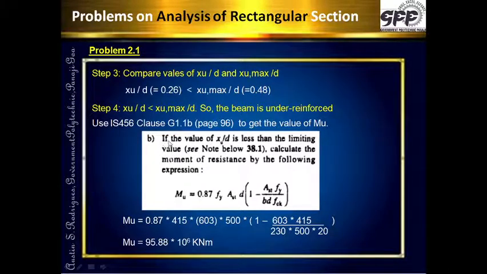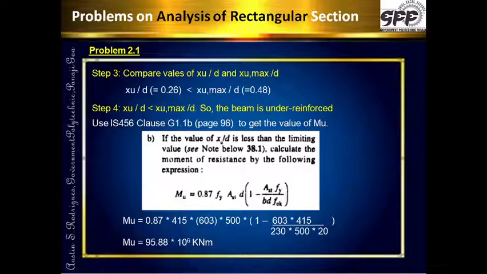So what it says, if the value of XU by D is less than the limiting value, that is XU max by D, calculate the moment of resistance by the following formula. The formula given is Mu equal to 0.87 Fy AST into D into bracket 1 minus AST Fy upon B D FCK. Now let us see which are the values we already have.